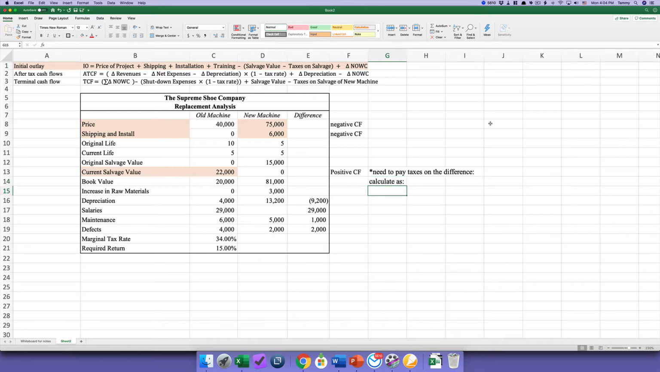it's going to be the marginal tax rate times the difference. So additional negative cash flow due to taxes. All right, so that needs to be added in here.